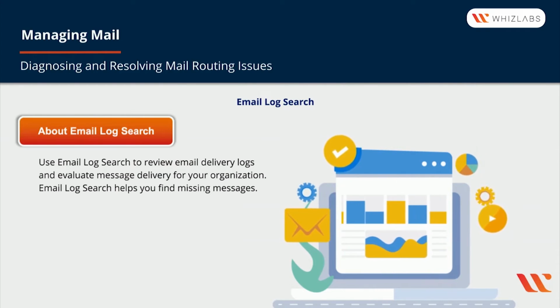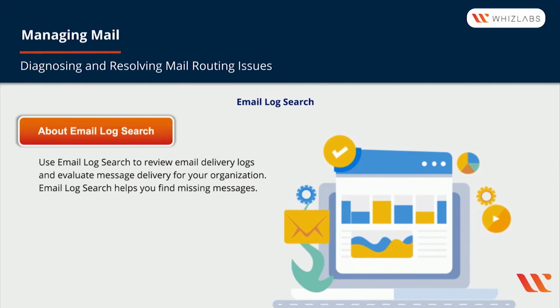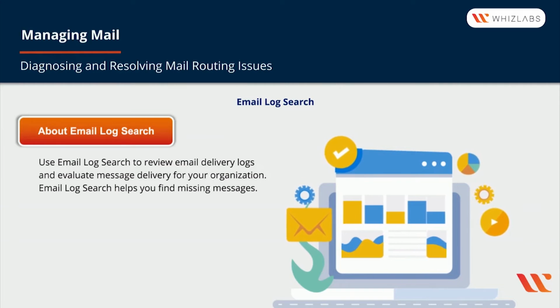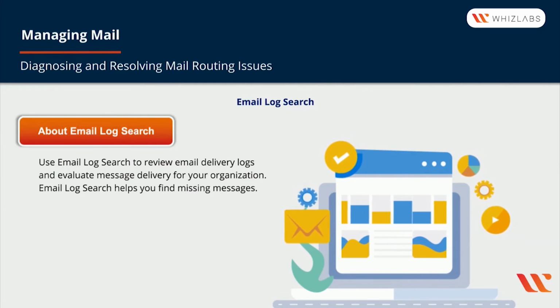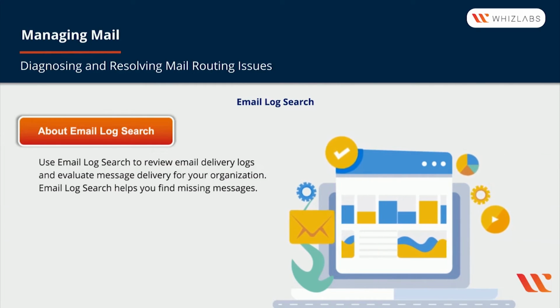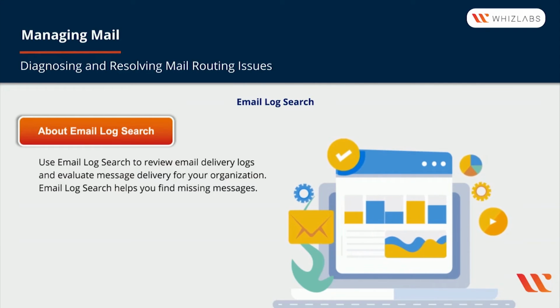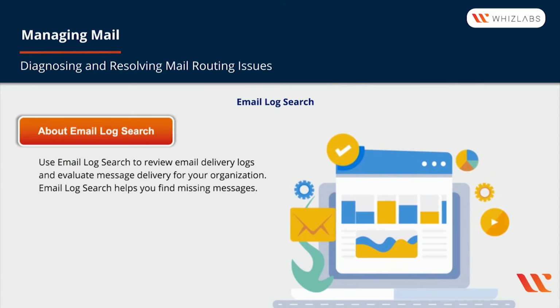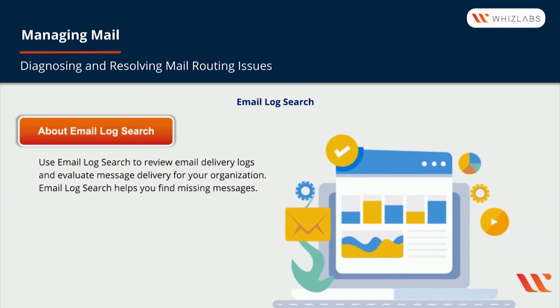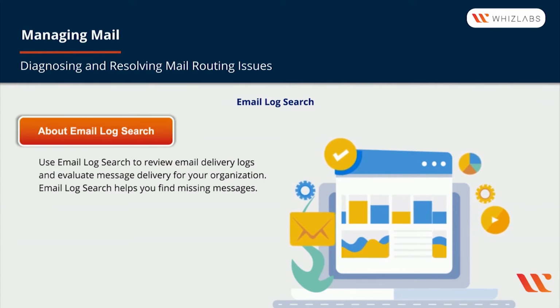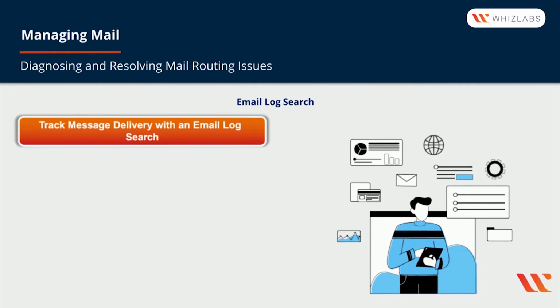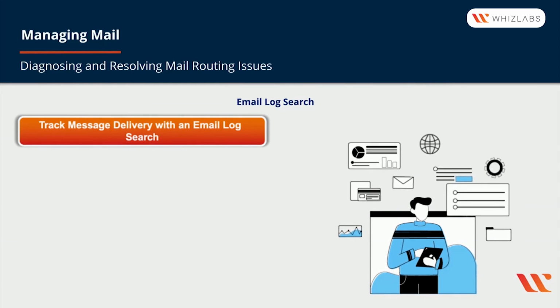You can also use email log search in order to determine the message IP addresses, troubleshoot how policies are affecting your mail flow, and even check the status of a message after it has been delivered to a user's Gmail mailbox maybe. So this includes the message labels, message location, and if the message is deleted. You can also track message delivery with an email log search. Let's try to see how we can do that.